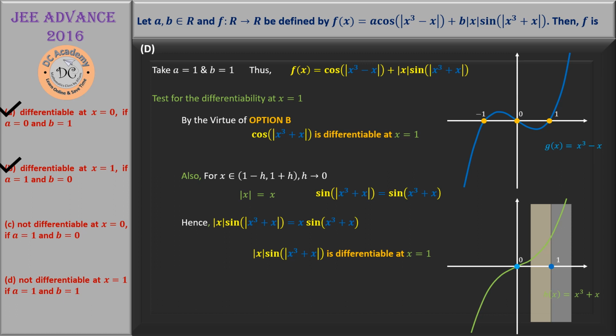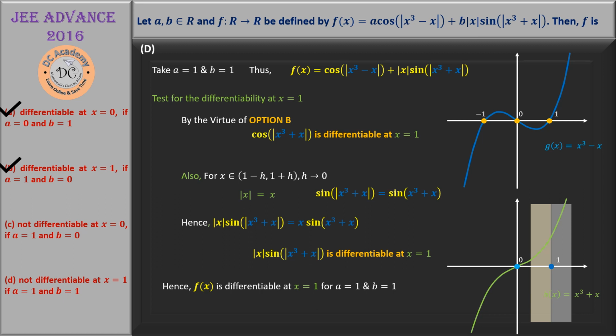When I say it's differentiable, it means it is differentiable in the neighborhood region. So both functions are differentiable at x equal to 1, and the sum of both functions will be differentiable at x equal to 1. Hence, f(x) is differentiable at x equal to 1 for a1, b1. And that's why option D is not correct.